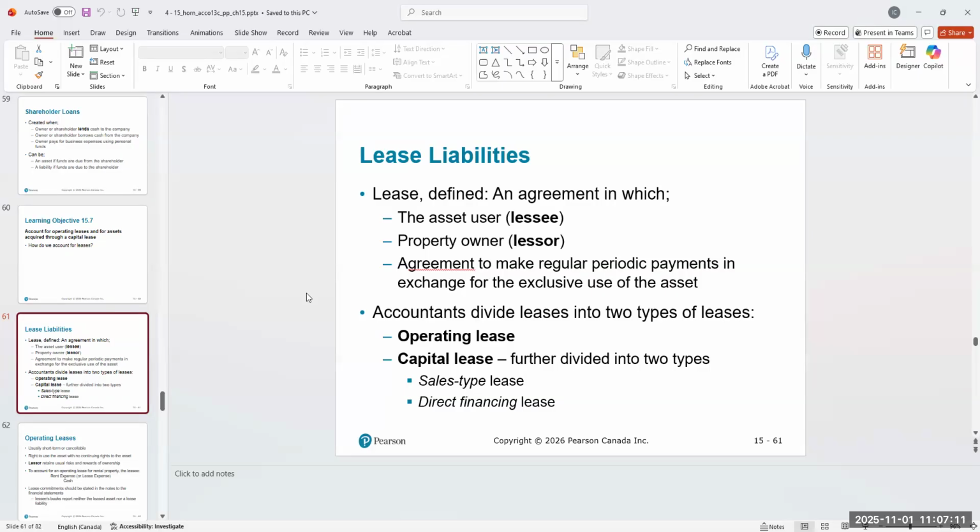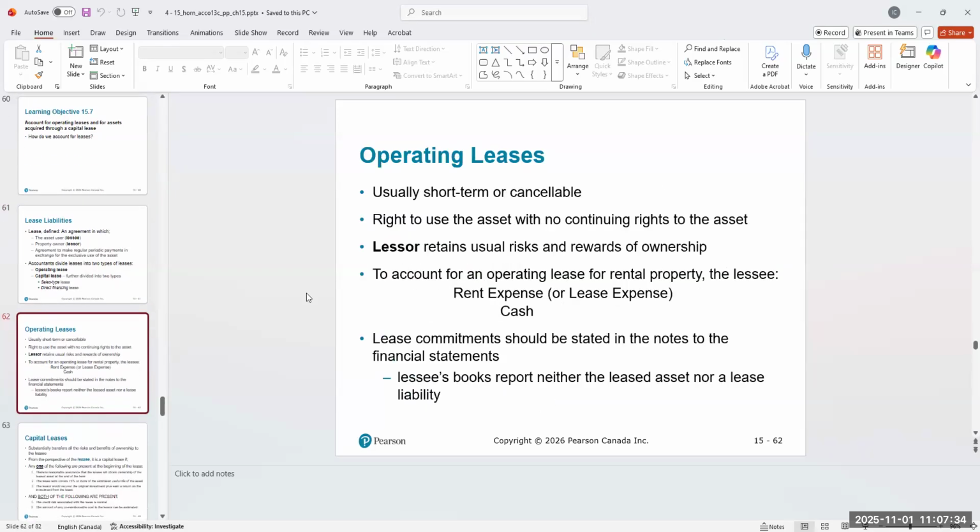In the International Financial Reporting Standards, that's a completely different story. But let's stay with the accounting standard for private enterprises. Two types of leases: operating lease and capital lease. Capital lease is further divided into two types: sales-type lease and direct financing lease. Now let's see the operating lease first.